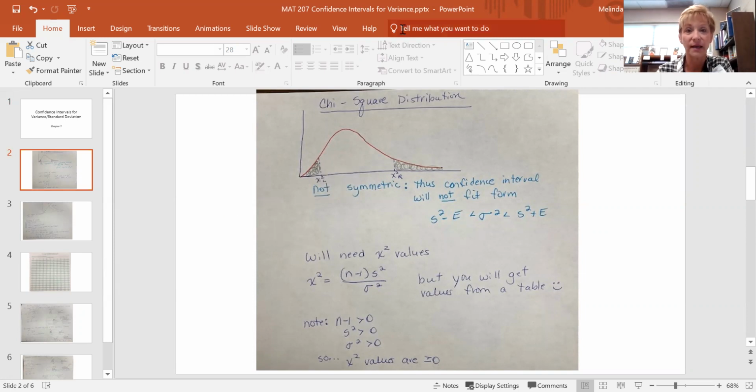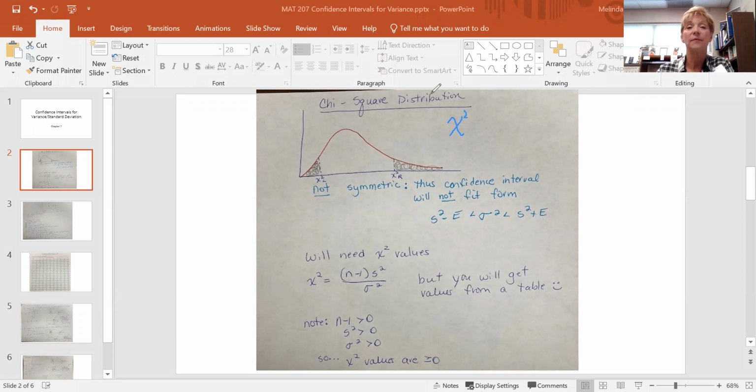Let me see if I can get my screen to do some things. It doesn't really want to. Okay, so a chi symbol looks like an X with a little bit of a curve to it. Not that it matters. But they didn't name it a chi distribution. They named it a chi-square distribution. So that's just its name. You're not going to end up squaring the number that you get off the table.